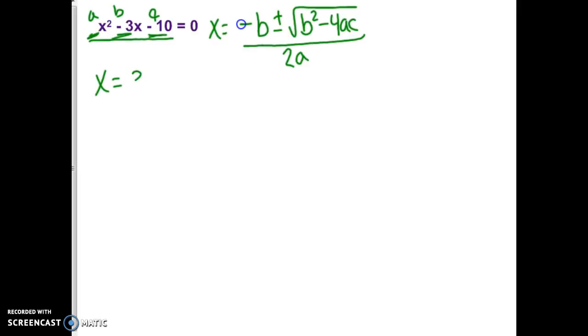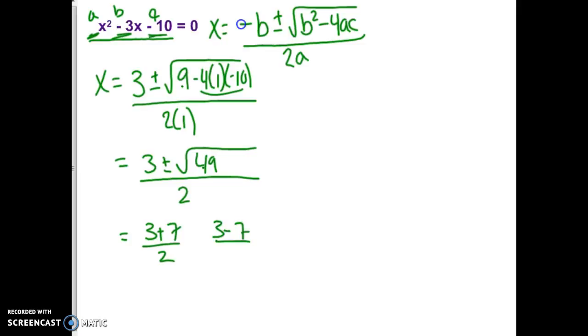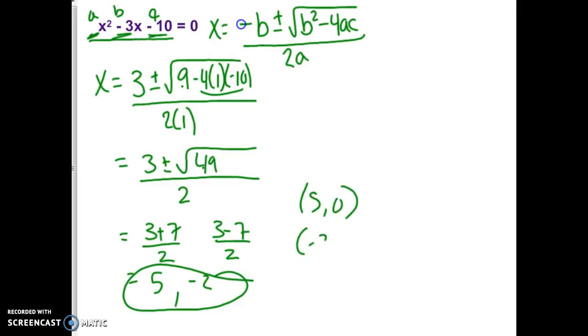So to set that up, I get a positive 3 plus or minus the square root of negative 3 squared, minus 4 times 1 times negative 10, all over 2 times 1. Doing some math, that gives me the square root of 49 all over 2. Then I get two solutions: 3 plus 7, since the square root of 49 is 7, over 2, and 3 minus 7 over 2. 10 divided by 2 is 5, negative 4 divided by 2 is negative 2. Again, my roots are at (5, 0) and (negative 2, 0), which is the same as I got when I factored.